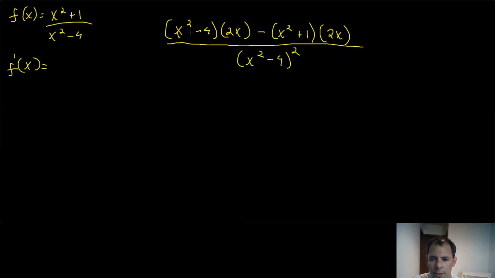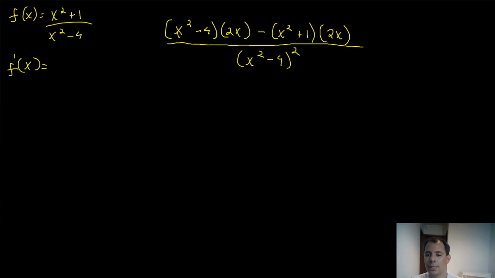Let's worry about the x cubed up here. The only way that you can get x cubed is by x squared times 2x. And over here is having minus x squared times 2x. So it's going to be 2x cubed minus 2x cubed. They're going to cancel out. Okay, then you have minus 8x plus 2x, so it's going to be minus 6x. Yeah. Minus 8x plus 2x.